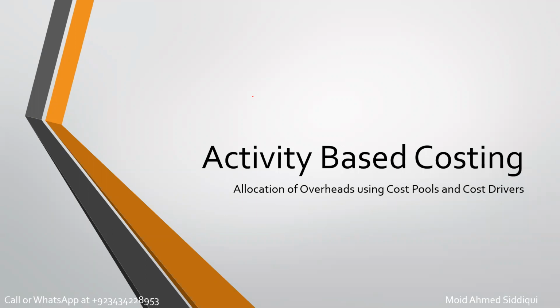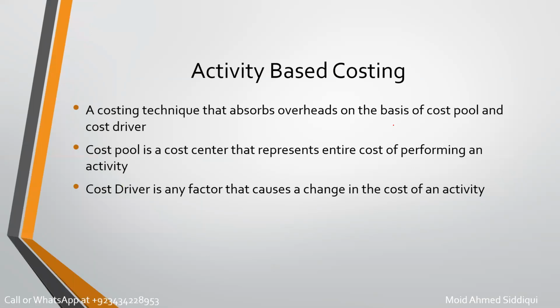Activity-based costing is a more modern cost accounting technique that allocates overheads in a better way than the traditional absorption costing. So now let's look into what actually is activity-based costing.